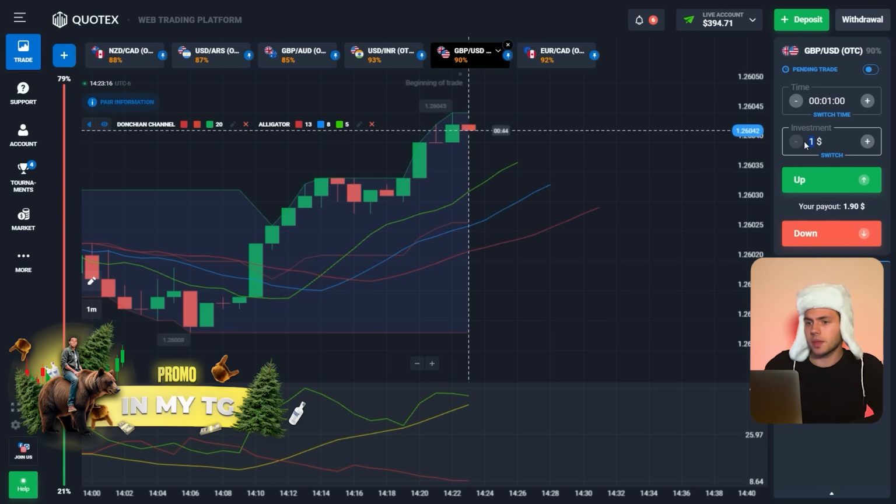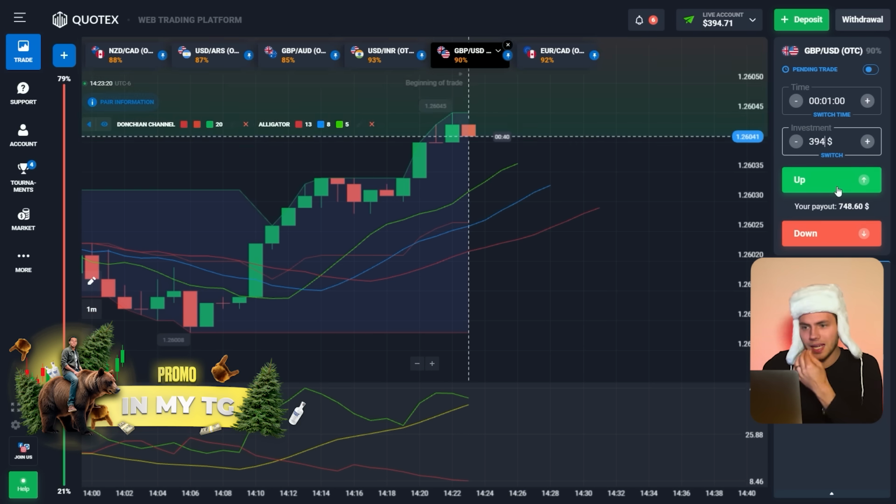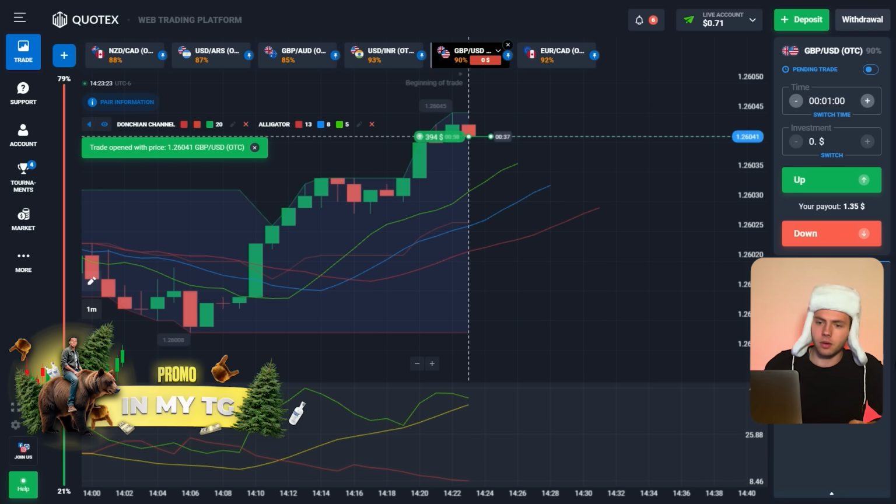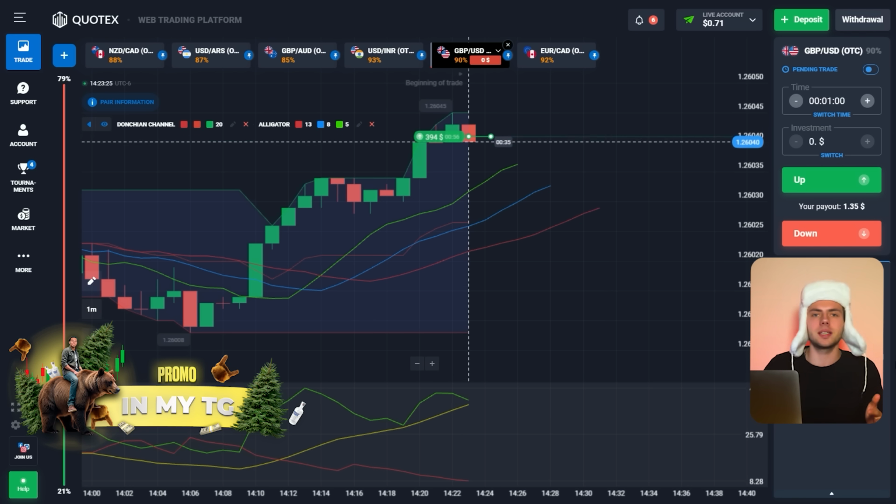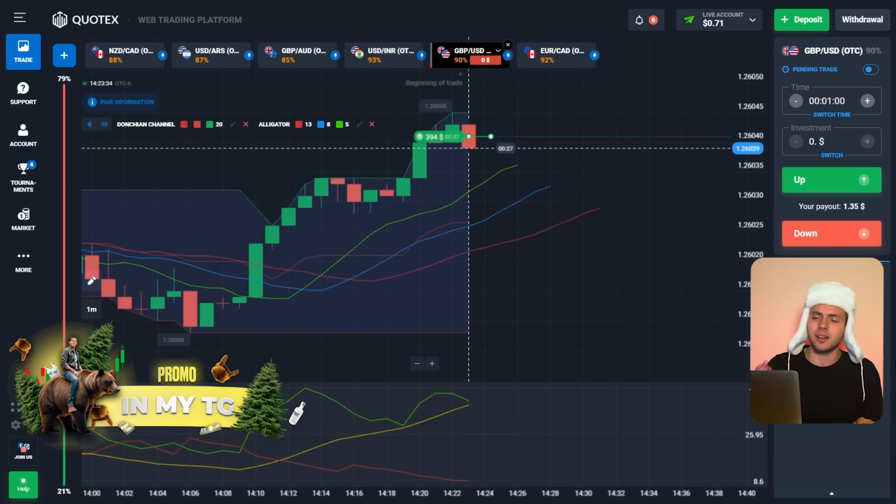Well, I'm setting up the amount, 394, and we're going to open a buy trade right now, because the picture here is pretty obvious, maybe you see it already by yourself. The 8x is giving us a pretty clear signal of an upgoing trend right now. I don't know what can be more obvious than this, okay?